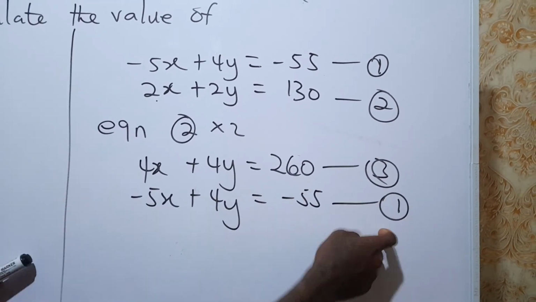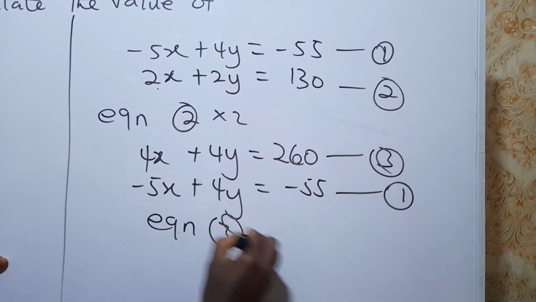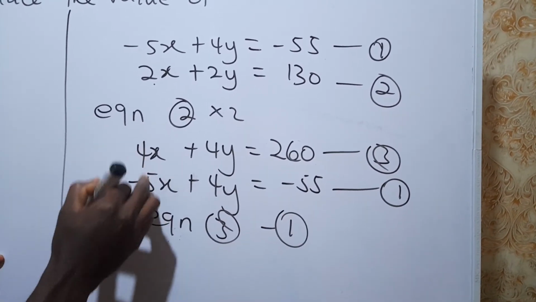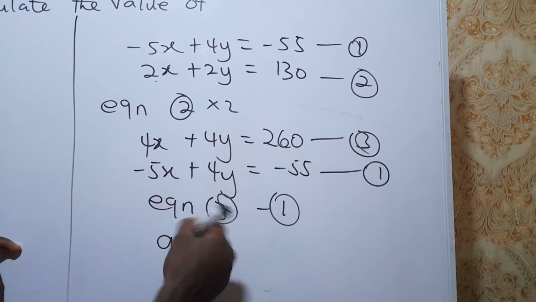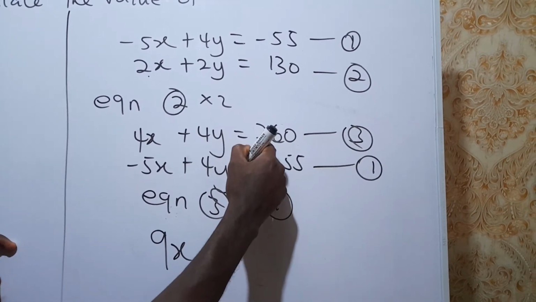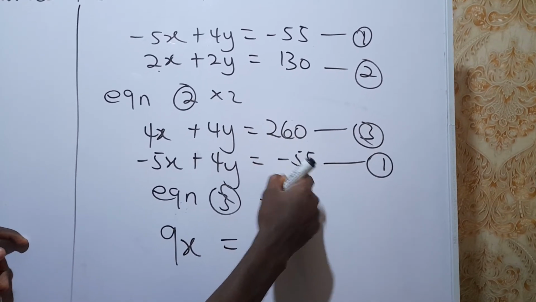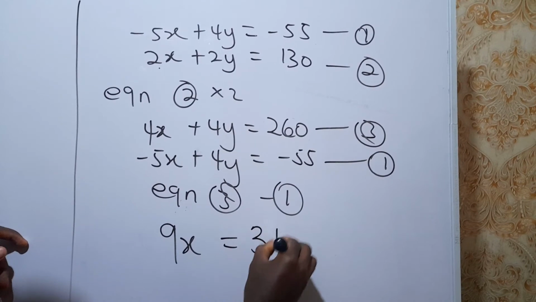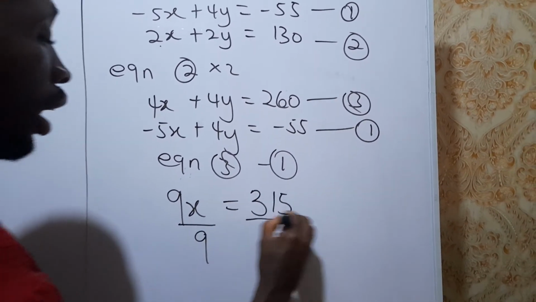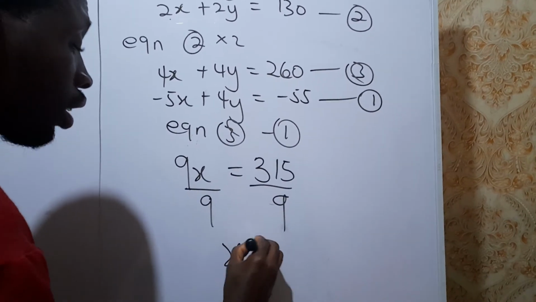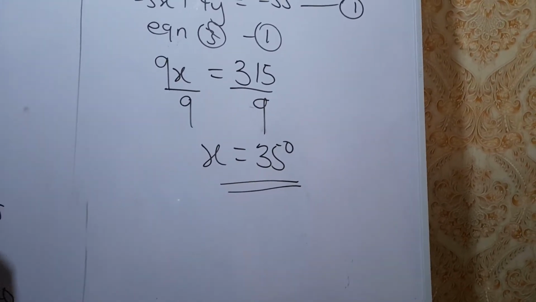Now subtract equation 1 from equation 3. So we say equation 3 minus equation 1. So 4x minus negative 5x will be 9x. 4y minus 4y will be 0. Then 260 minus negative 55 will be 315. Now we divide both sides by 9. Our x will be equal to 35 degrees. So now we find the value of x.